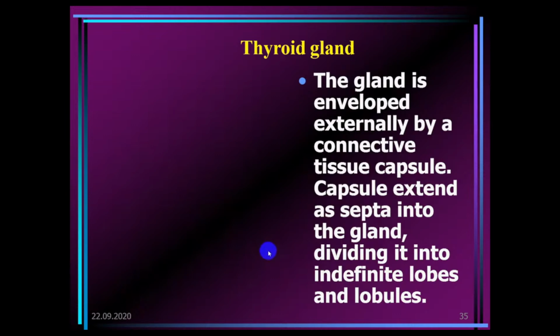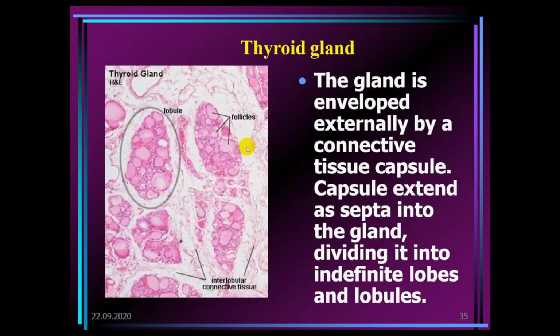Under the light microscope, the thyroid gland is subdivided into lobules, and this division takes place by connective tissue septa. The gland is covered by a capsule of dense regular connective tissue, and the capsule extends as septa into the gland. Now you see on this microslide the lobules of the thyroid gland. Around is the loose connective tissue, or septa, which divides the organ into lobes and lobules.